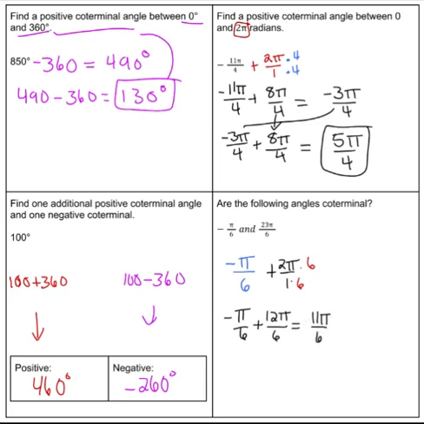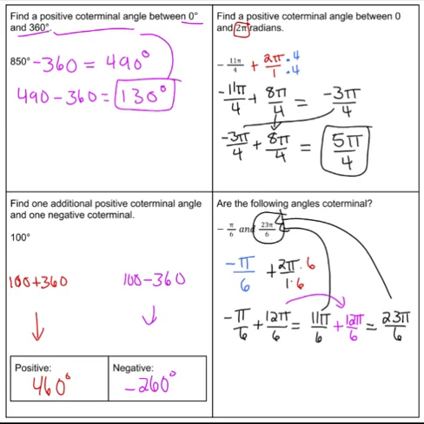Well, that doesn't match with 23 pi over 6, but that number is still smaller than 23. So I'm going to take that 12 pi over 6, that 2 pi, and just add it one more time. 11 pi over 6 plus 12 pi over 6 equals 23 pi over 6, which is that angle that I was trying to see if it was coterminal with. So you would say that yes, these angles are coterminal.